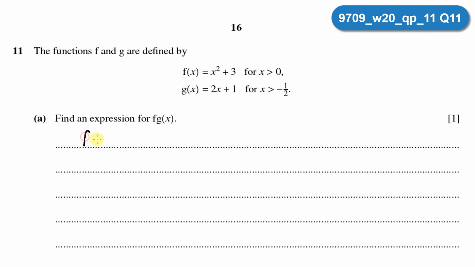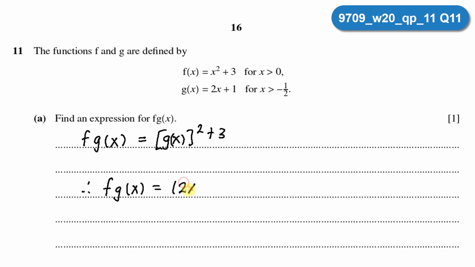So we're saying here, when we have f of g of x, it means that g of x is an input into the function f. Now the function f is such that f of x is equal to x squared plus 3. So in place of x, we have g of x. So it will be g of x squared plus 3. So this therefore means that f of g of x should be equal to g of x, which is 2x plus 1 squared plus 3. So this right here is the expression for f g of x.